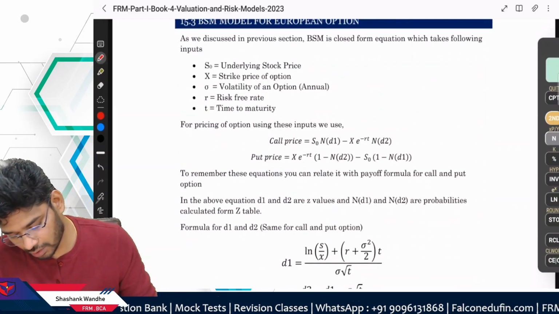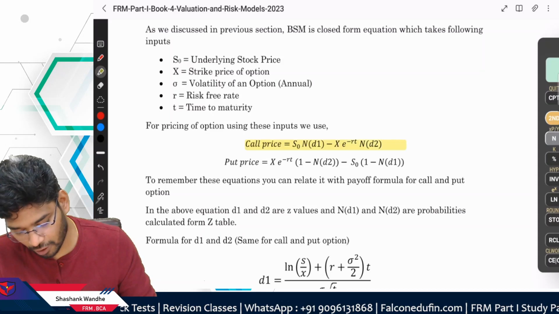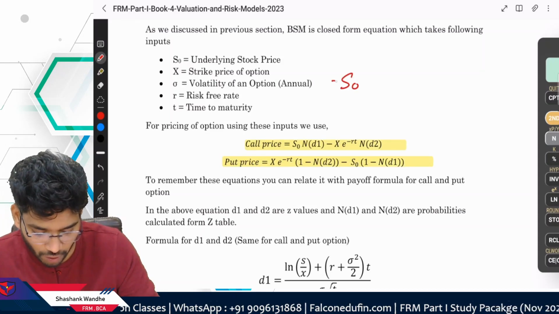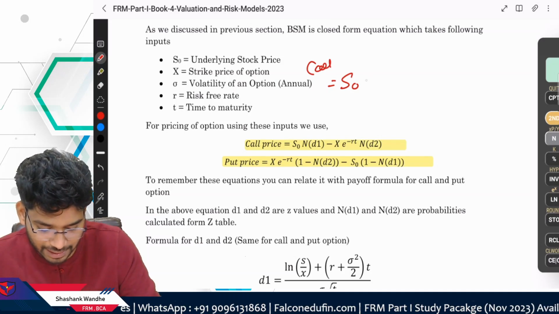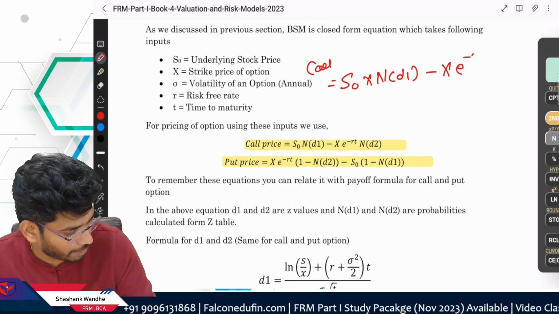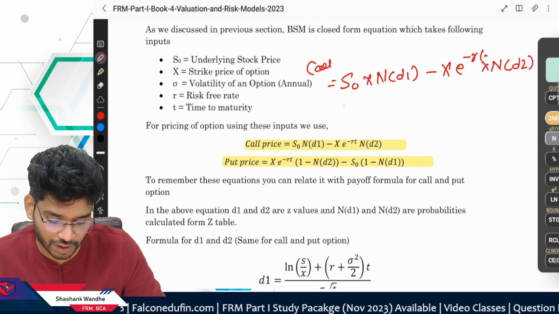Next, this is our BSM model. For the BSM model, the base formula is this. The base formula for the call option goes like S0 into N(d1) minus X into e to the power minus RT into N(d2). What is N(d1), N(d2)? That is the question.